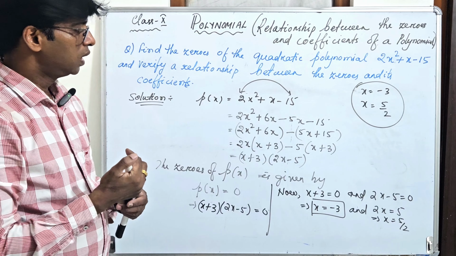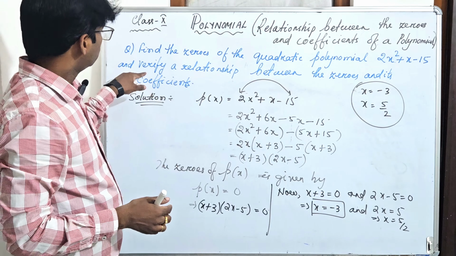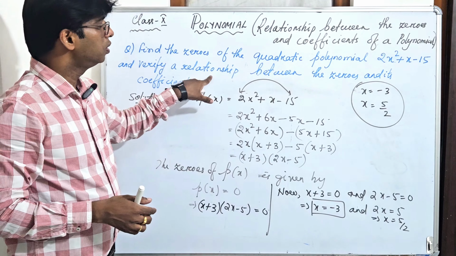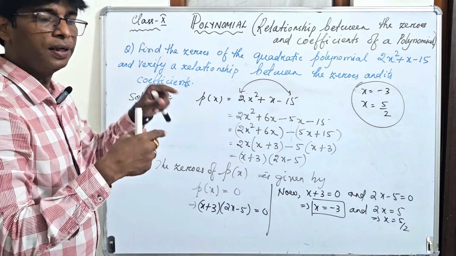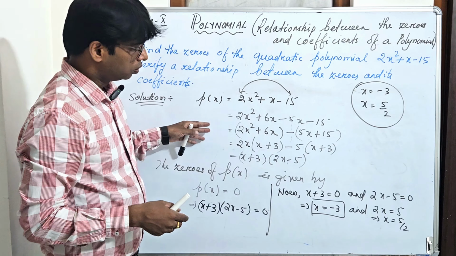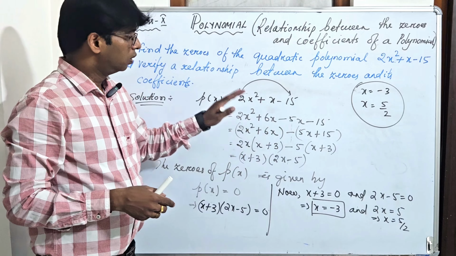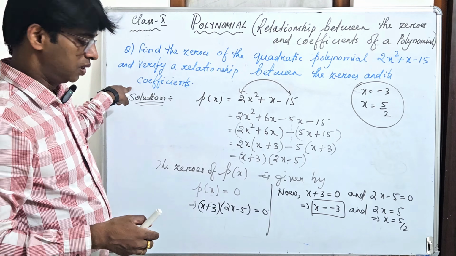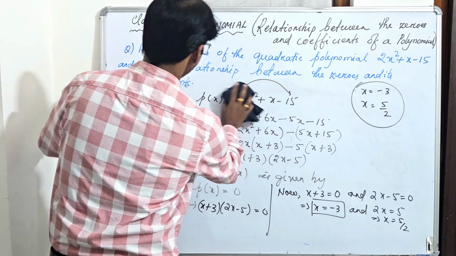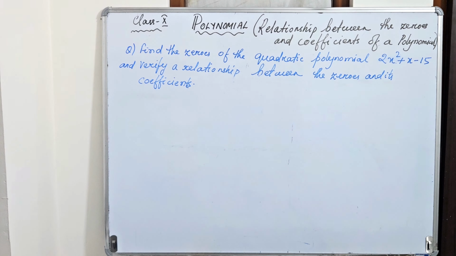Okay, so let us go to the next phase, because verifying a relationship between the zeros and its coefficients, we have to find out. We have to relate them. But only the zeros we have got. The next phase is finding the relationship between the zeros and its coefficients. Okay, so let me erase this.